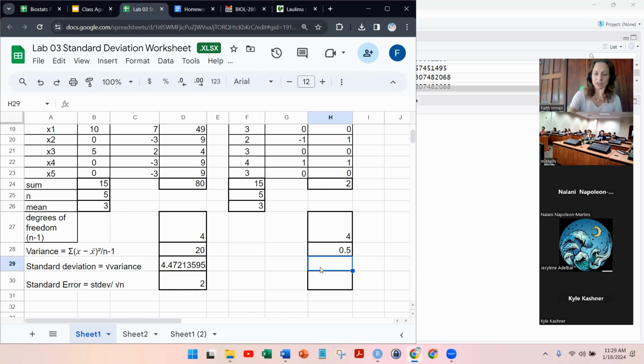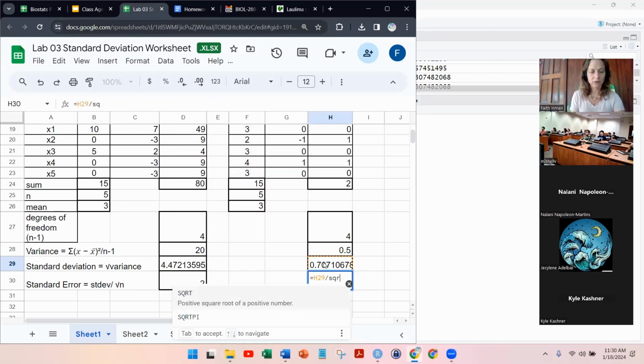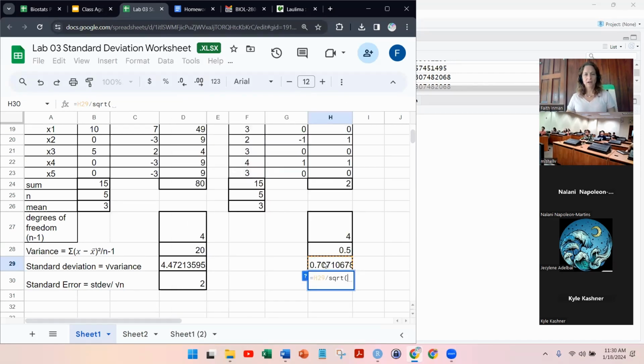And our standard deviation is equal to the square root of the variance, and now that's less than 1, it's 0.7. And if we take our standard error, which is equal to the standard deviation divided by the square root of n, then it's only 0.31, right? It's a lot smaller.